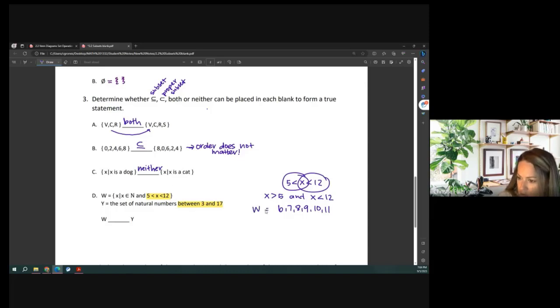So W is going to equal this. And then Y equals the numbers between 3 and 17. So similar thing: 4, 5, 6, all the way to 16. So we want to know if W can be a subset, proper subset, both, or neither. And it is a subset because all of these numbers in W are inside of Y. And it can be a proper subset because they are not equal. So both.